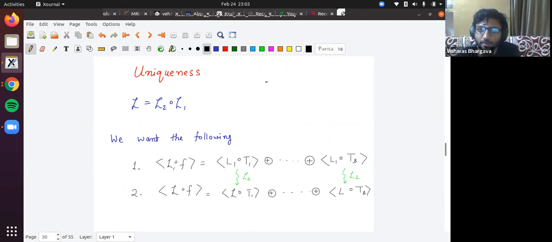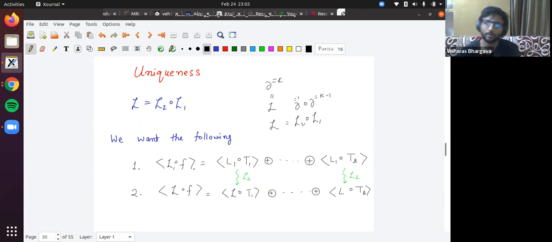So for example, a standard example being kth order partials: if this is your L, I'll think of it as a two-step process. I'll differentiate it k minus 1 times. This is my L1, and then I differentiate it once again. So this will be my L2, and so this will hold.